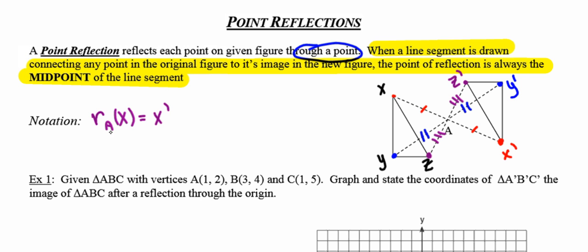The subscript is the point that we're reflecting through. In parentheses goes the point we're reflecting. And X prime, of course, is the image of point X under that point reflection.